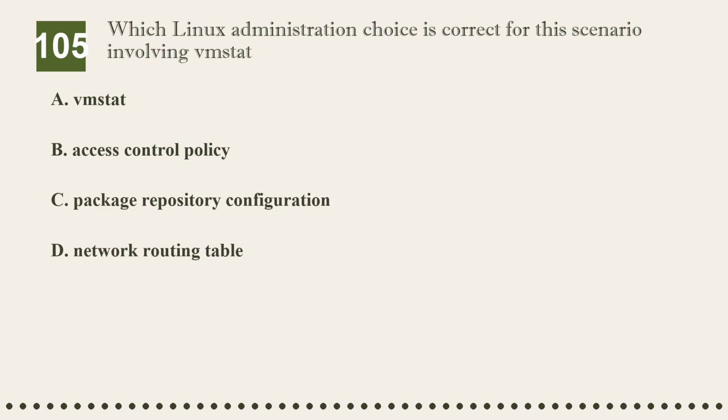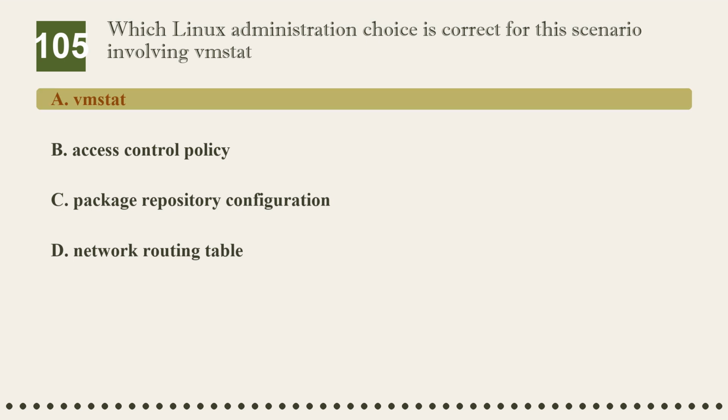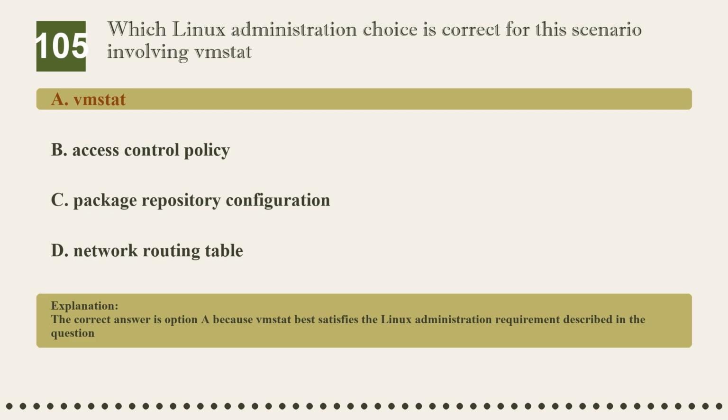Question 105. Which Linux administration choice is correct for this scenario involving vmstat? Option A vmstat. Option B access control policy. Option C package repository configuration. Option D network routing table. The correct answer is option A, vmstat. The correct answer is option A because vmstat best satisfies the Linux administration requirement described in the question.